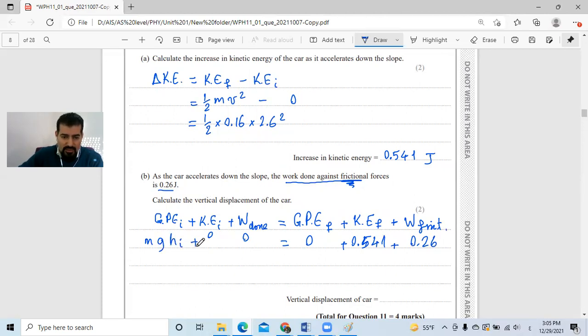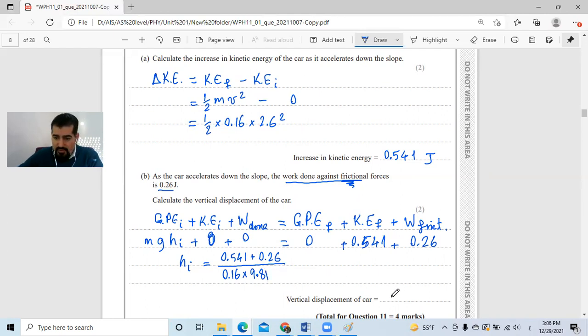They ask about the initial height. So the initial height equals the addition of these two values, use your calculator please, divided by the mass and the gravitational acceleration, which is 0.16 multiplied by 9.81. And how much is the height?